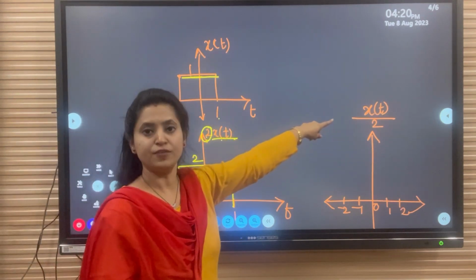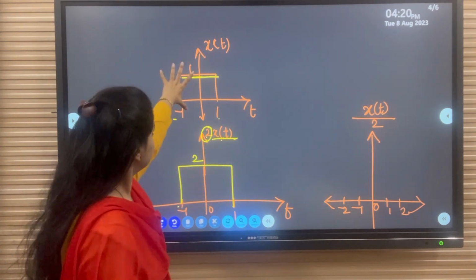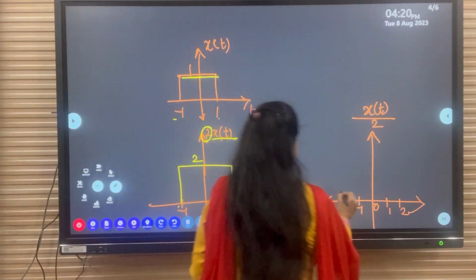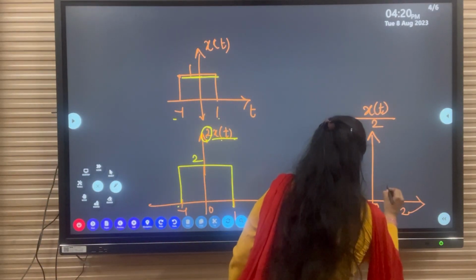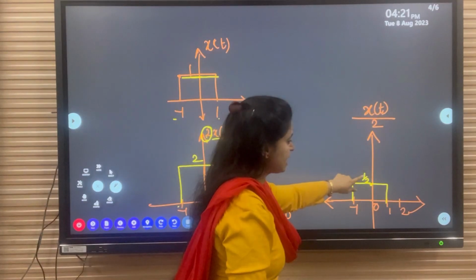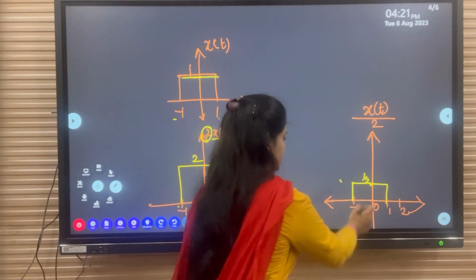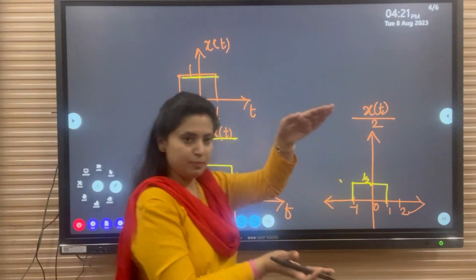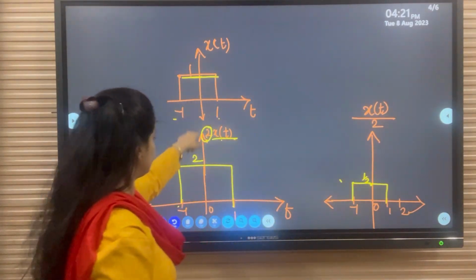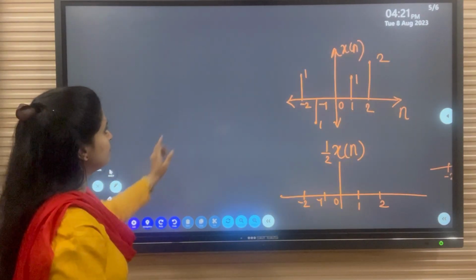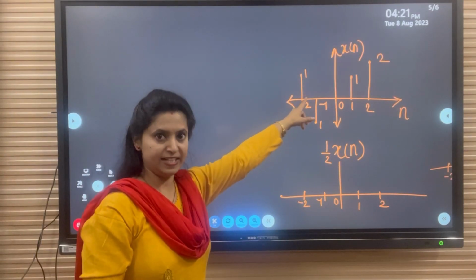If it is x of t by 2, then this 1 will be divided by 2 and then you will get the signal. So this amplitude will become 1 by 2. So the time duration will remain same and this amplitude will be reduced by 2. So this is about continuous time signal. In the same way, we can consider in case of discrete time signal.